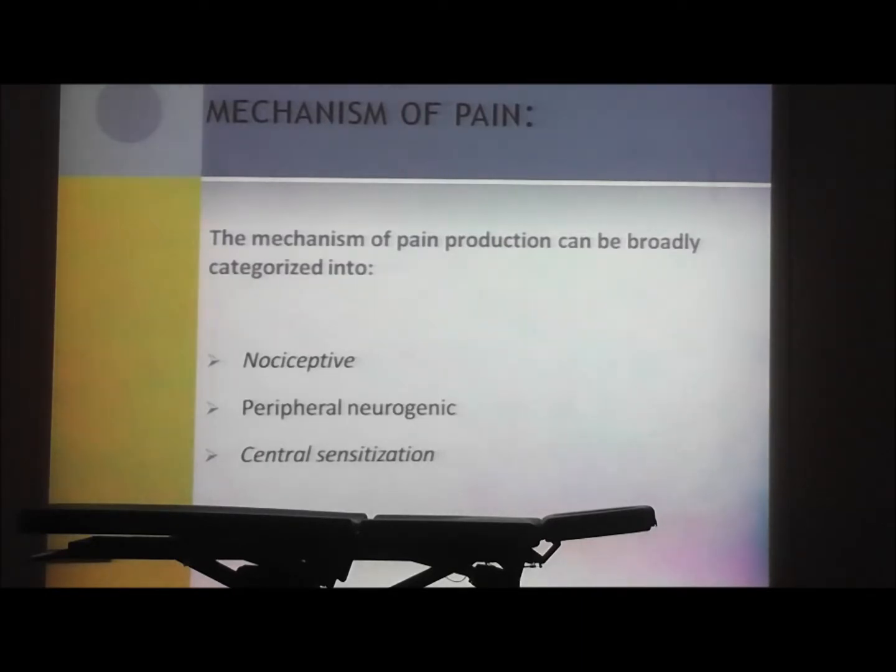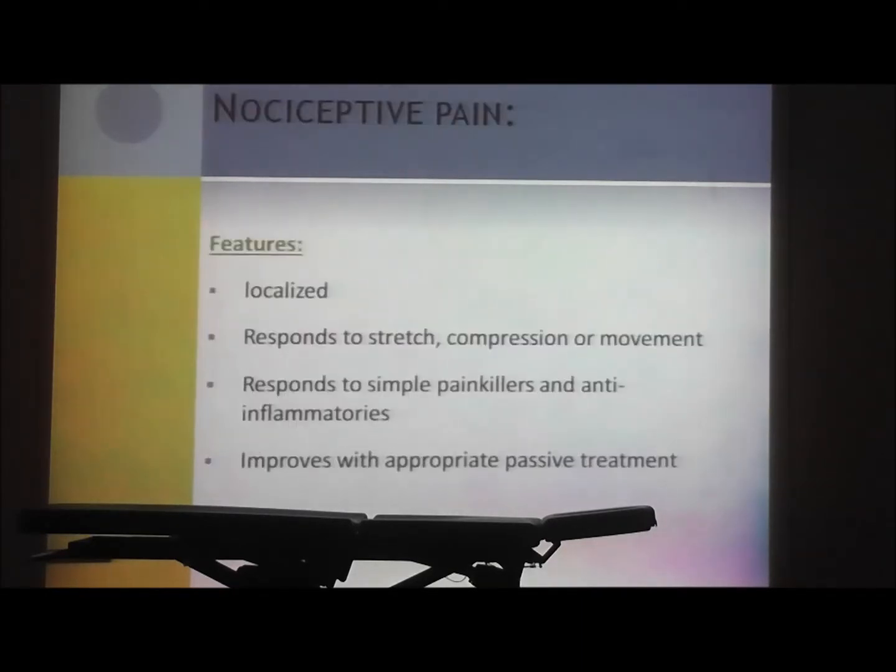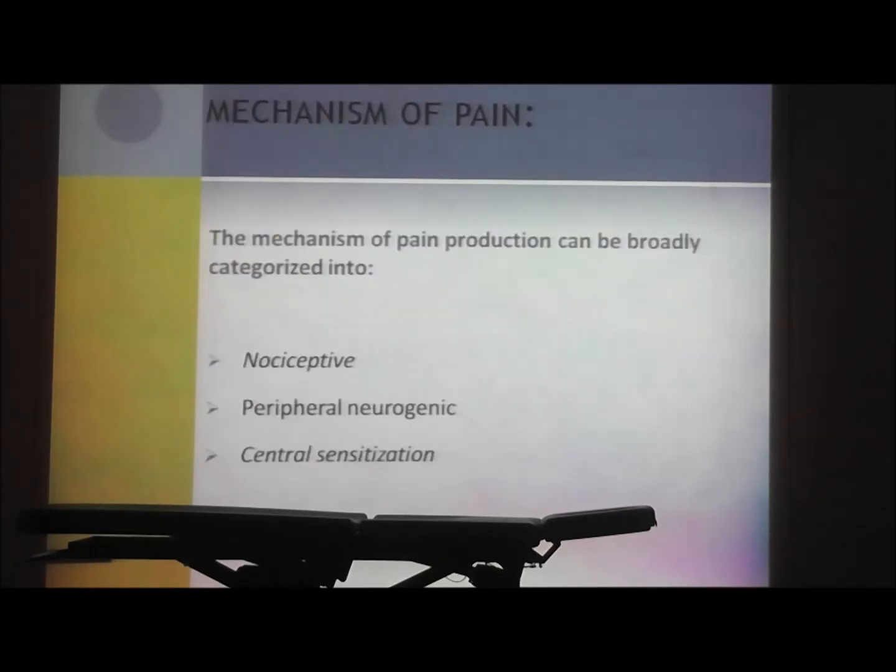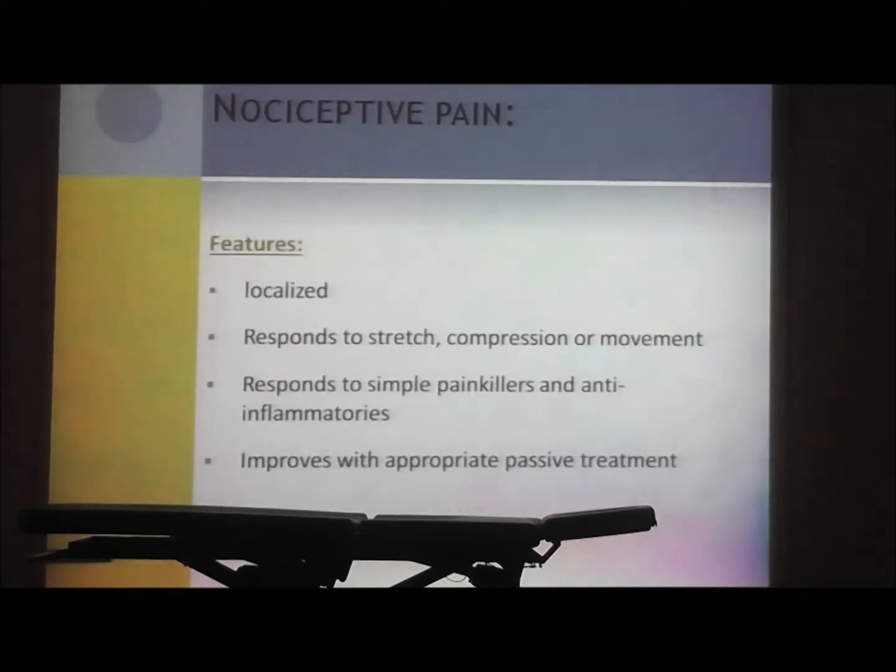The first one is the nociceptive pain, and usually the feature of that one is localized pain. It means the patient will come to you and tell you, my pain is in this area, localized. He won't say, I feel the pain down there, all the way around, or all the way down my arm. He will say, I've got the pain in this area only. If I rotate to this side, I will feel the pain here. This is what we call nociceptive pain.